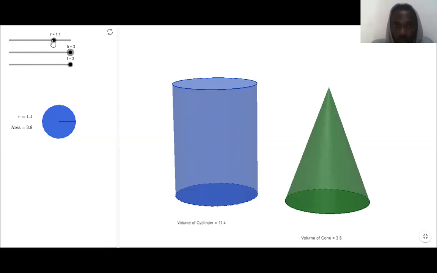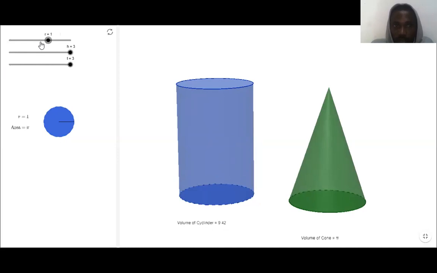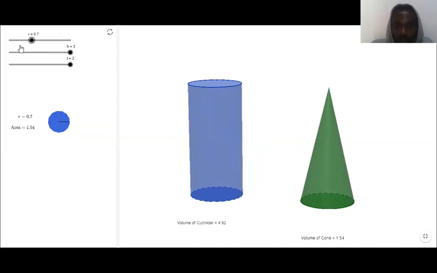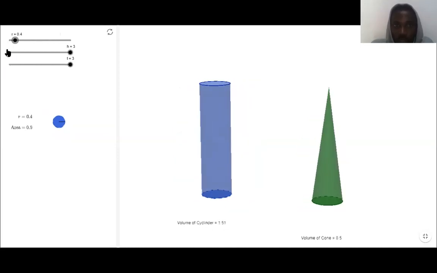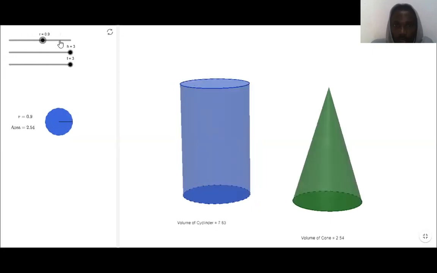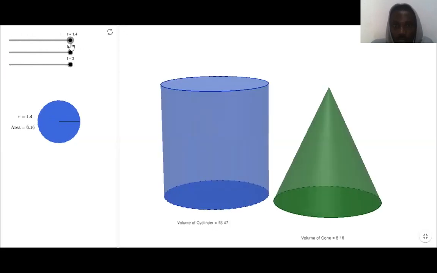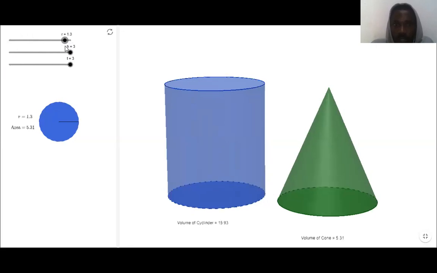Now look at the radius also. As I reduce the radius, they have the same radius. You can see what is happening to the shapes. And when I increase the radius, see what is happening to the shapes, okay? Now, finally, to further explain that the volume of the cylinder is three times the volume of the cone, watch what we have here.